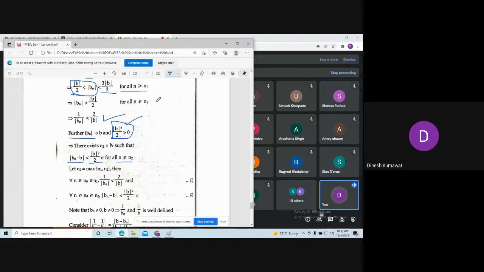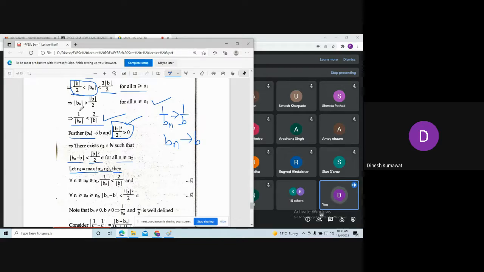Now here we are having two sequences. First one is 1 upon Bn converges to 1 upon B. And another one is Bn converges to B. So here we are having two sequences. So let us combine these two sequences in a single statement by choosing this n0 to be maximum of n1, n2. This I have already explained to you. Yes, sir.